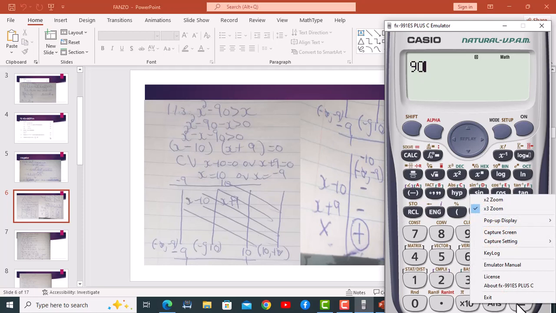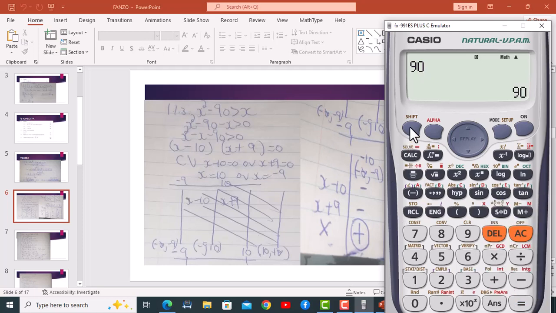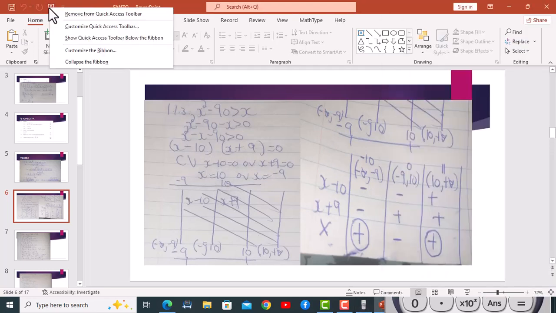90, then you say equals, and then you say shift, and then you press fact. You see? So you have 2 times 3 squared times 5, which you can say is 2 times 5, which is 10, 10 times 9. There it is, 10 and 9. So that's how I got into that.